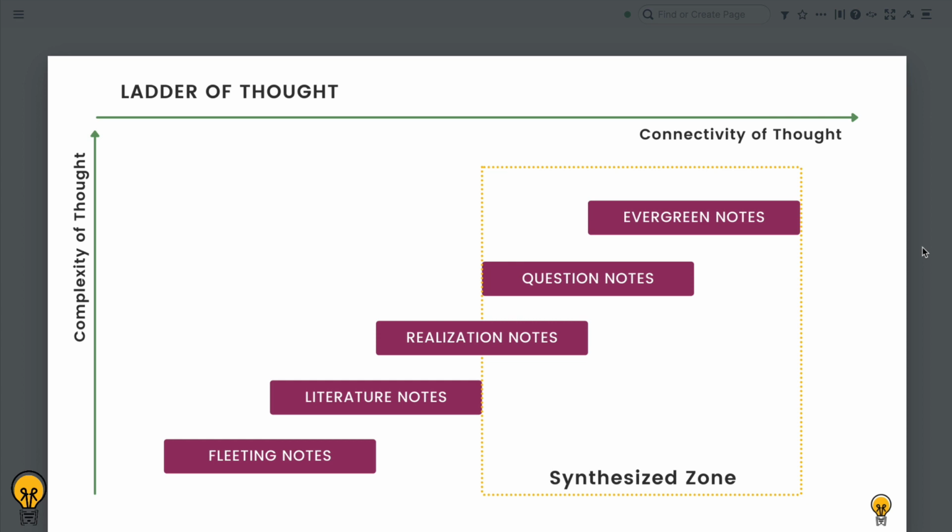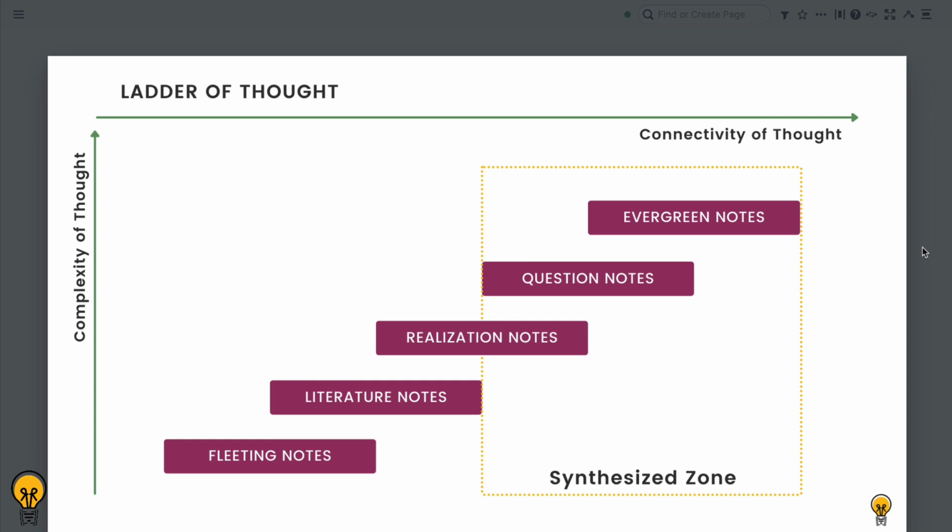A lot of people will keep it at the evergreen or permanent note or Zettelkasten note level. I've changed it a little bit because this is how this works for me. Again, if it works for you, great, use it. If not, you can modify. But you need to think about when you are getting into the synthesized zone.